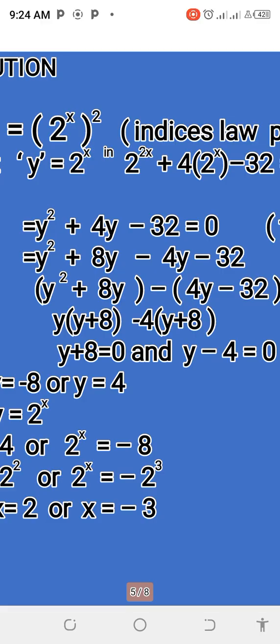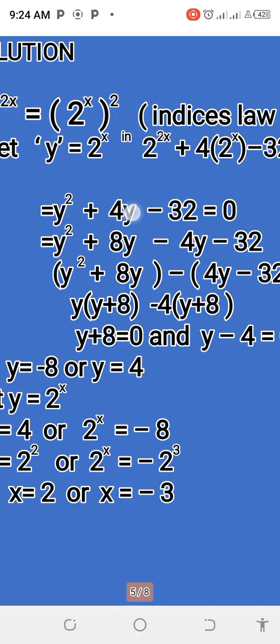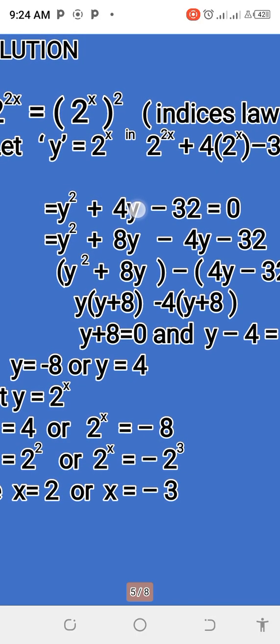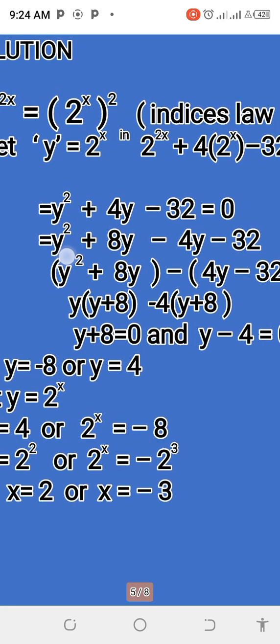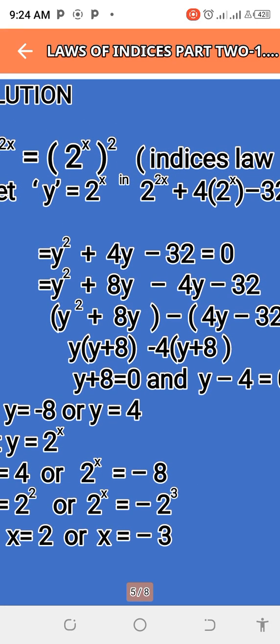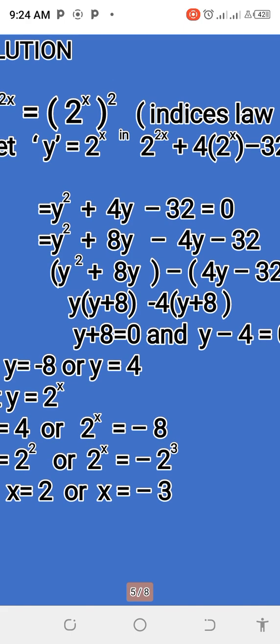So this 4y is going to be replaced by plus 8y and minus 4y. And that is what is done here. The equation becomes y squared plus 8y minus 4y minus 32 is equal to 0. This plus 8y minus 4y replaces this 4y, because the sum of plus 8y and minus 4y gives us plus 4y.